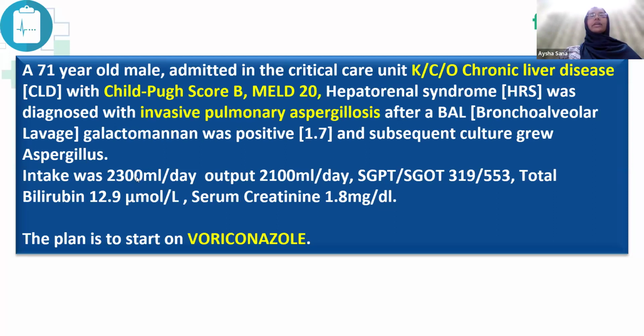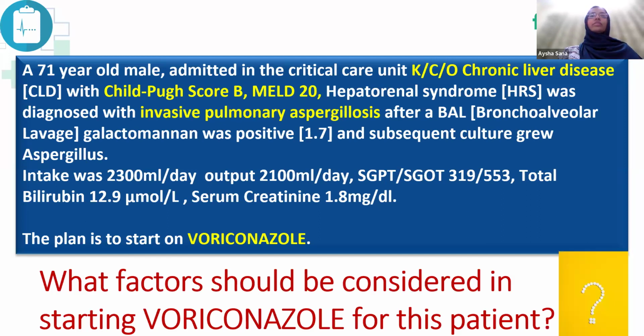The patient's intake was 2.3 liters per day and output was 2.1, and SGOT, SGPT were 390 and 553 respectively. Total bilirubin was 12.9 micromole per liter and serum creatinine was 1.8 mg per deciliter. The plan is to start voriconazole for this patient. So what should be considered in starting voriconazole for this patient?